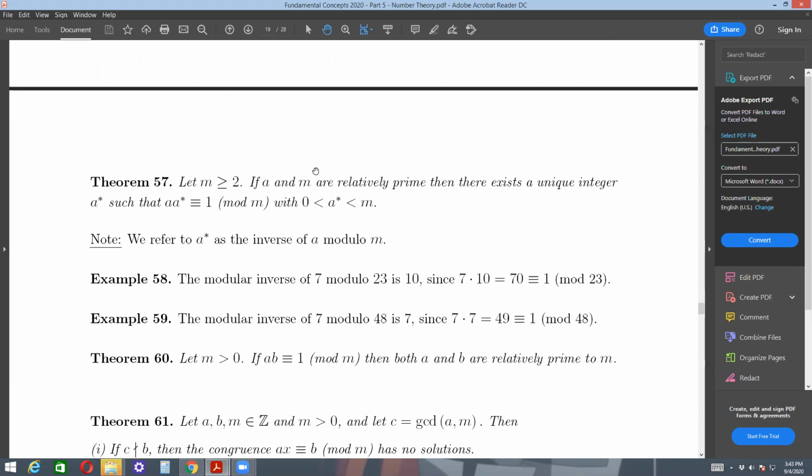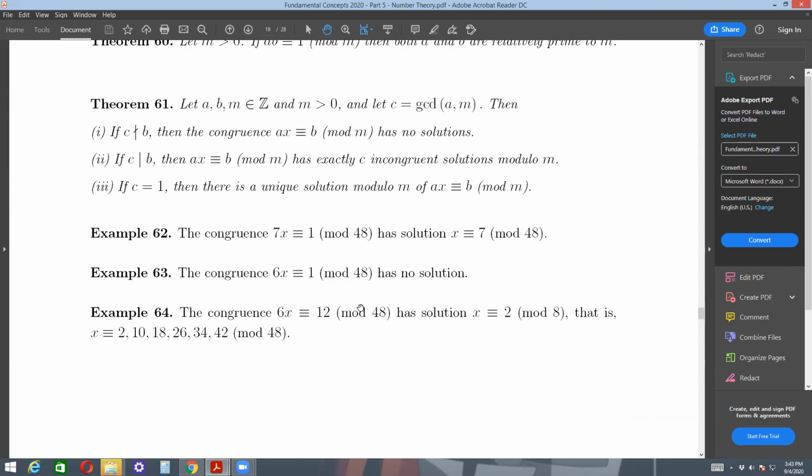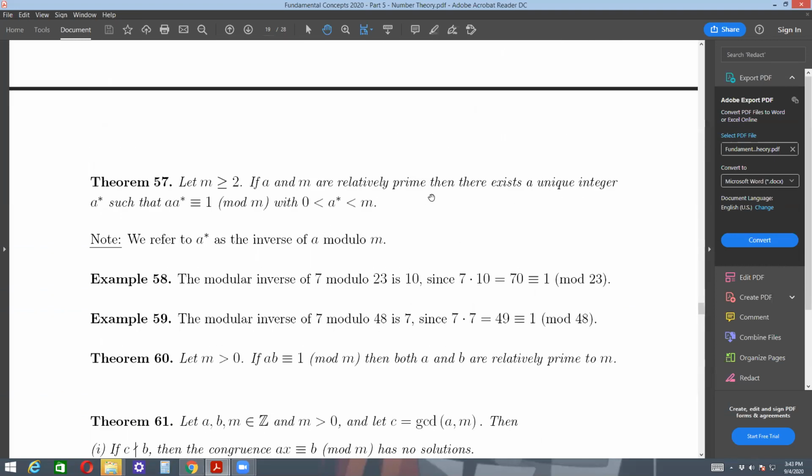Right, this part isn't so much fundamental. So I was considering whether to skip this, but it's not long, so I'll just go through it. If a and m are relatively prime, then there exists a unique integer a star such that a times a star is congruent to 1 mod m, where a star lies strictly between 0 and m. It can't be 0 and it can't be m. This a star is referred to as the inverse of a modulo m. So it's like an inverse, right? Because you multiply a by a star and you get 1. In that sense, we think of it as an inverse.